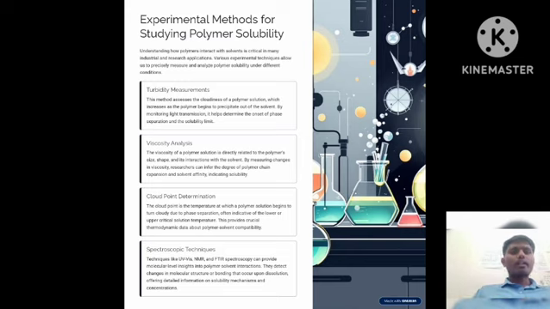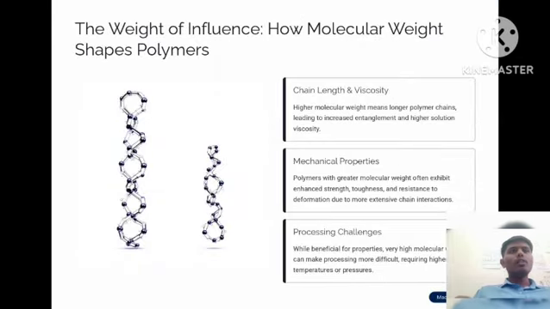Then spectroscopy techniques. Nowadays we can also use UV, NMR, and IR radiation to check the polymer-solvent interactions, and also to check their solubility mechanisms. Now, how molecular weight shapes polymers, because molecular weight is the most important factor. First is chain length and viscosity.